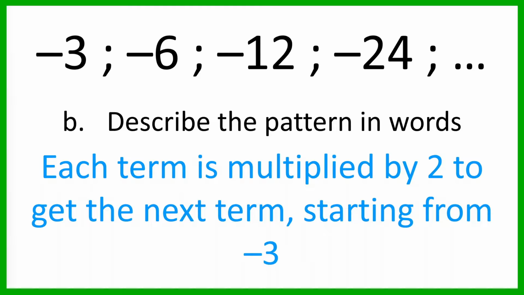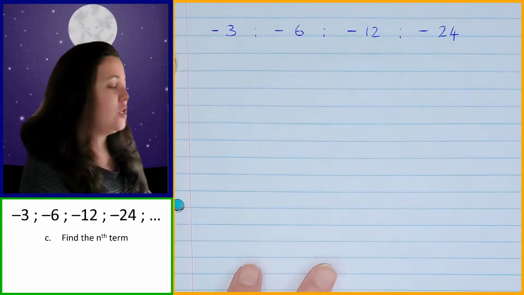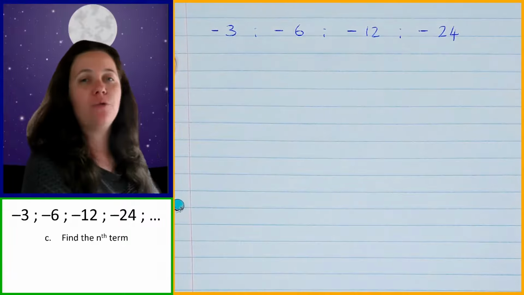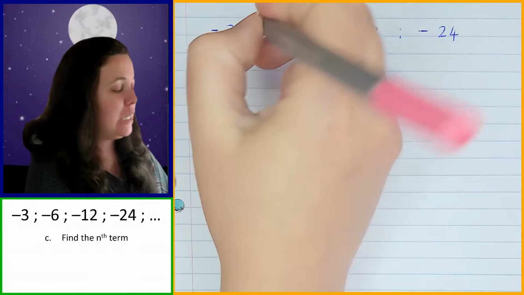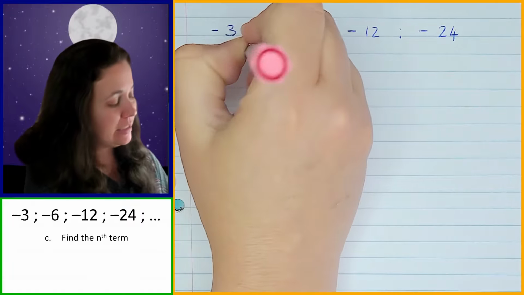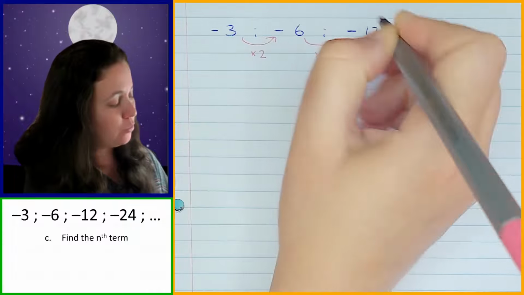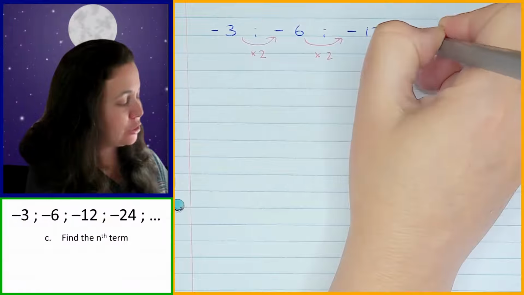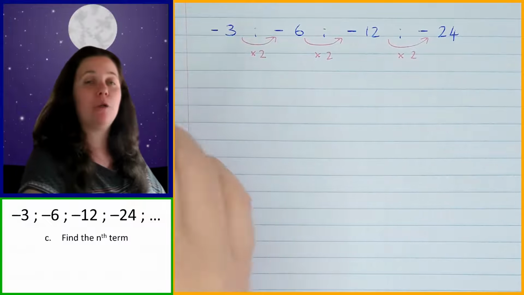Okay. Now for question C, we need to find the nth term. That is the rule for this pattern. So let's have a look at how we would find the rule for this pattern. The first thing we need to do when we're trying to find the rule for a pattern that has a constant ratio is we need to identify what that constant ratio is. Now we did already discuss this. We said that this is multiplying by 2. We are multiplying by 2 from one term to the next throughout this whole pattern. Okay, so my constant ratio is that I'm multiplying by 2.